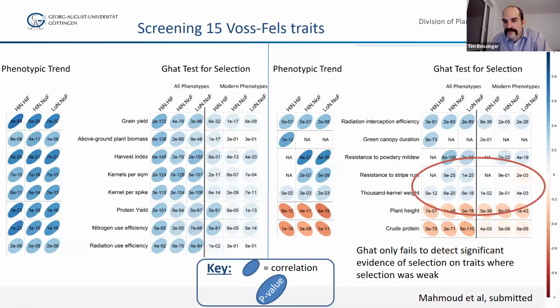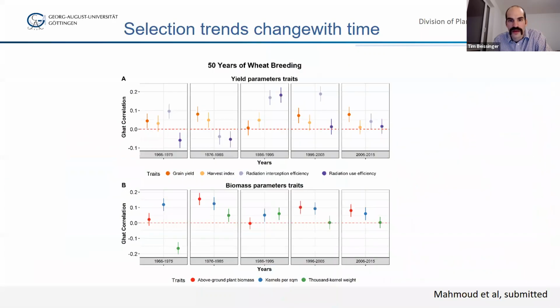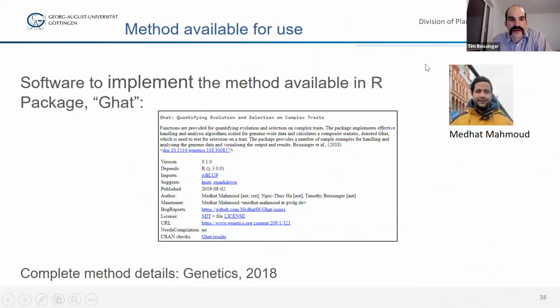So this was fun. This was exciting, and hopefully we'll get this reanalysis of the Voss-Fels paper published pretty soon, along with this announcement of an R package that we have released to implement the GHAT method. So MedHot released about a year ago an R package for GHAT. And the paper announcing that is still on the way, but the package is ready to go.